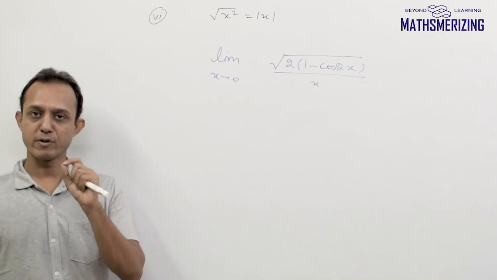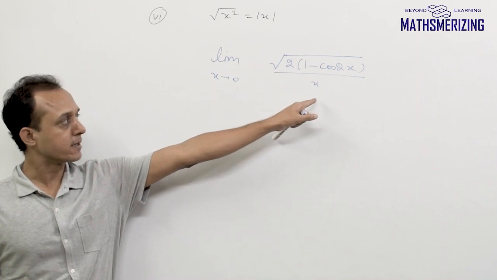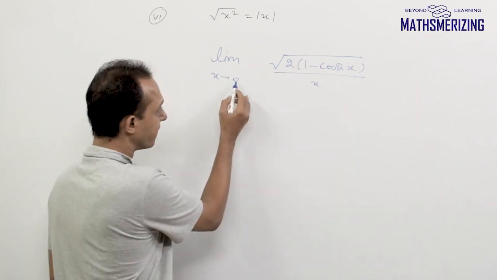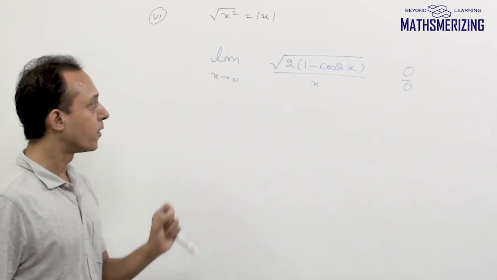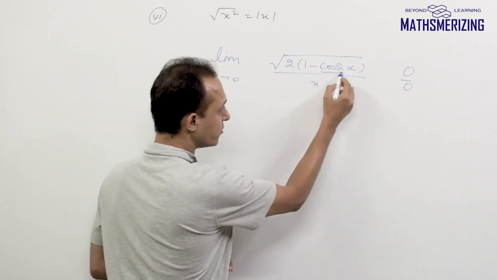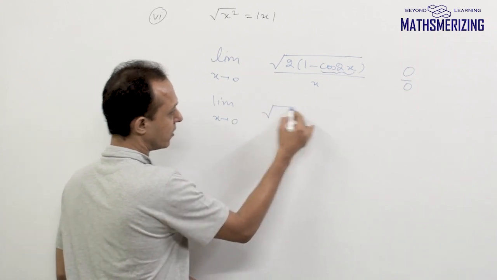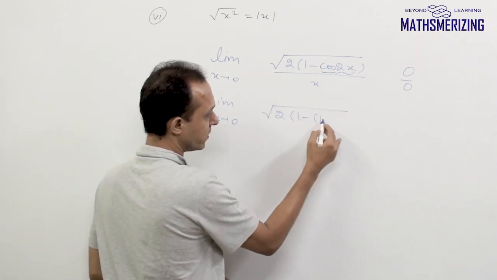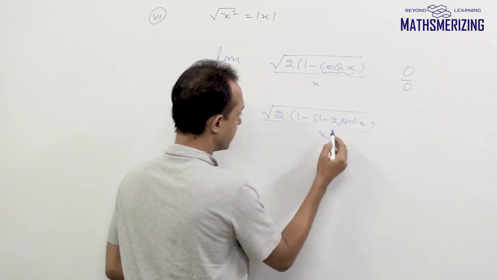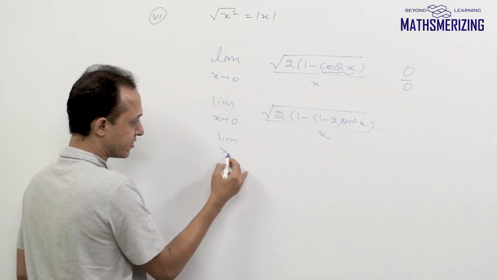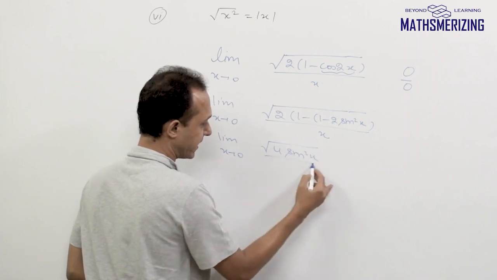So there's a question in limits: limit x tends to 0, under root of 2 into 1 minus cos 2x upon x. Now in this case, I'll identify the form. If I put x as 0, cos 0 is 1, which is 0 upon 0 form, an indeterminate form. Now I'll use the formula for cos 2x: limit x tends to 0 under root of 2 into 1 minus, and this is 1 minus 2 sine square x, by x. So I can write it as limit x tends to 0 under root of 4 sine square x by x.